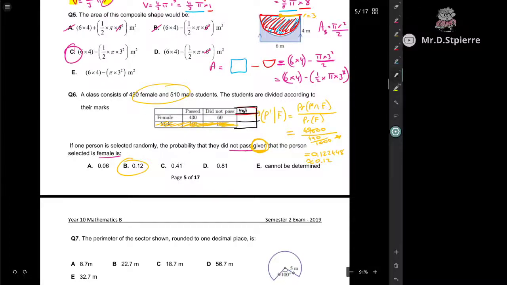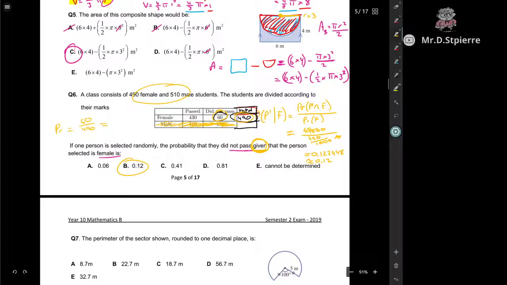That gives me a total of, as it says up here, 490 females. So what's the probability that they did not pass? Well, it's 60. 60 did not pass out of a total of 490 females. So I can also say that the probability is equal to 60 out of 490 just by looking at the table. And that gives me the exact same answer on my calculator.